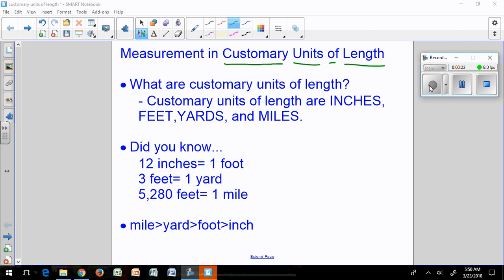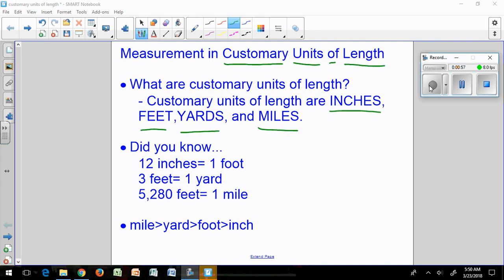So the first thing we should probably cover is what are the customary units of length? The customary units of length are what we use in our country, in the United States. We have inches, feet, yards, and miles. Inches, feet, yards, and miles are all the customary units of length. And in order to convert between them, if I want to go from inches to feet, feet to yards, feet to miles, it's important to know how many of each are in the ones that are bigger than them.